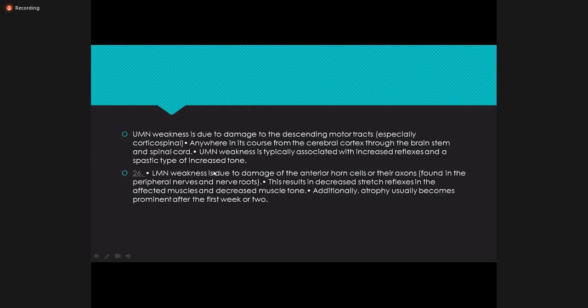And what happens in lower motor neuron lesions? Lower motor neuron, I have told you, is from the anterior horn to the axon to the nerve, neuromuscular junction, peripheral nerve root, or the muscles. It reduces the power again, but the tone is also reduced. They have reduced or absent reflexes and reduced tone. Besides this, sometimes they have atrophy, and usually atrophy and fasciculations come early in lower motor neuron lesions.